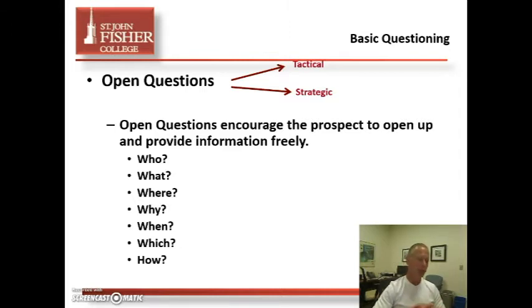Who, what, where, why, when, tell me about, explain to me how, what are you doing with, what do you like about, those types of things. Those are very open, situational questions, and we're going to get to that in SPIN selling in just a minute. Very open, situational questions, getting the prospect or the buyer to talk, getting them to open up. Now, with the open questions, there's two types. There's tactical and there's strategic.